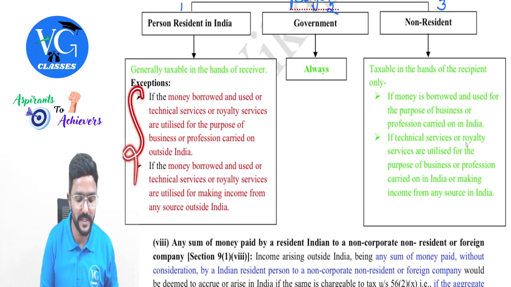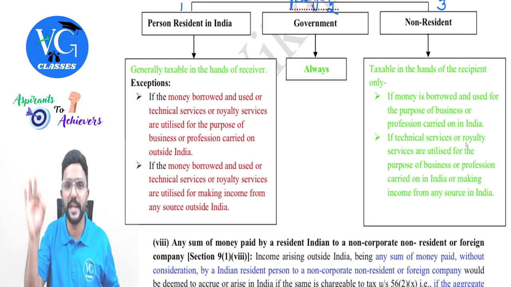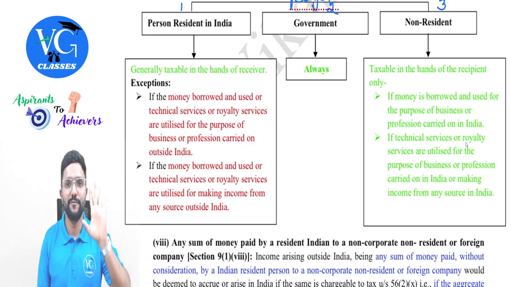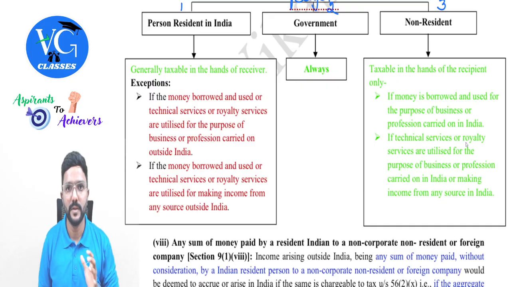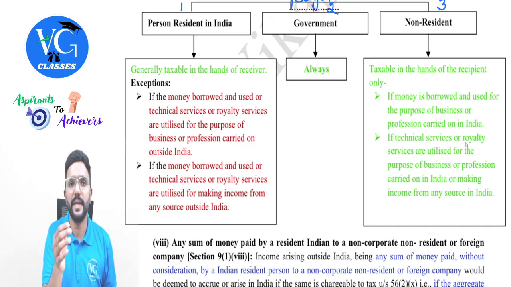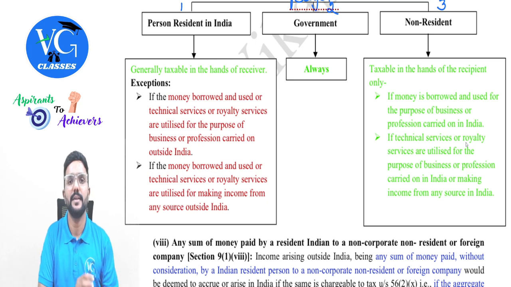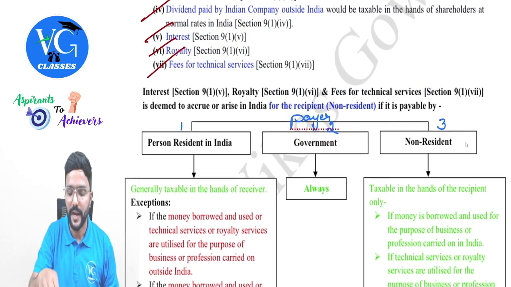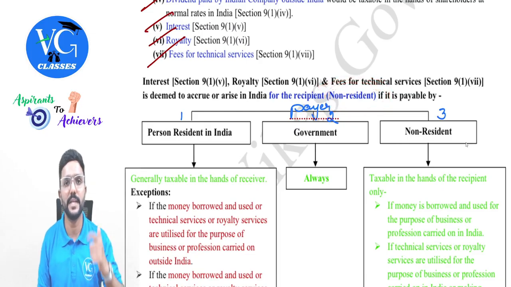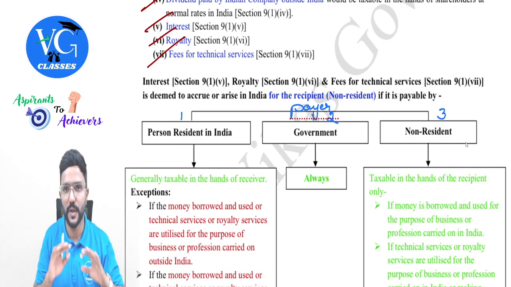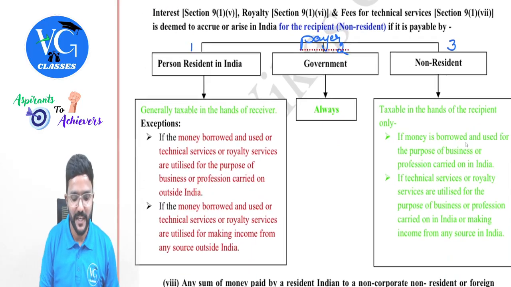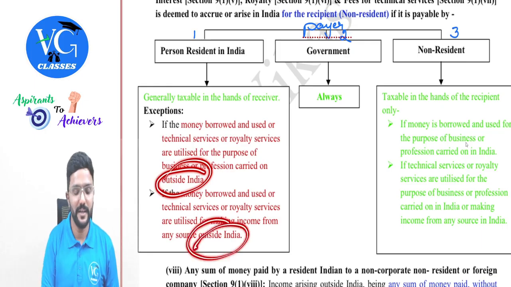I will combine both these points. Whatever I have given in red is not an income deemed to accrue or arise in India. If the money borrowed or the royalty services or technical services are used for business or profession outside India, or used for making any money outside India, then such income which is received by a non-resident in the form of interest, royalty or fee is not deemed to accrue or arise in India and hence not taxable. And hence not taxable. That means indirectly, if this is in India, then it will fall in this case.